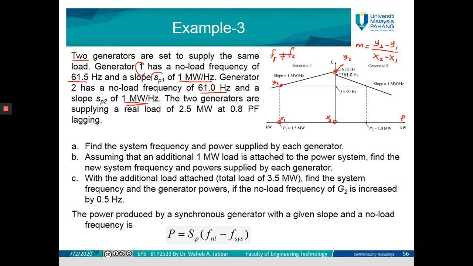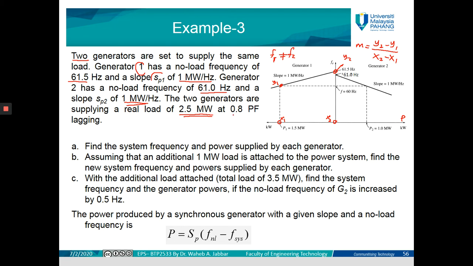The two generators are supplying the real load of 2.5 megawatt. So this is the total load, which is 2.5. If the no load frequency of these two generators were the same, that means this would be 61.5 and this one is 61.5, they would share this 2.5 exactly the same. So each one would take 1.25. But since the frequency of each generator is different, we need to calculate how they are going to share this load between each other.